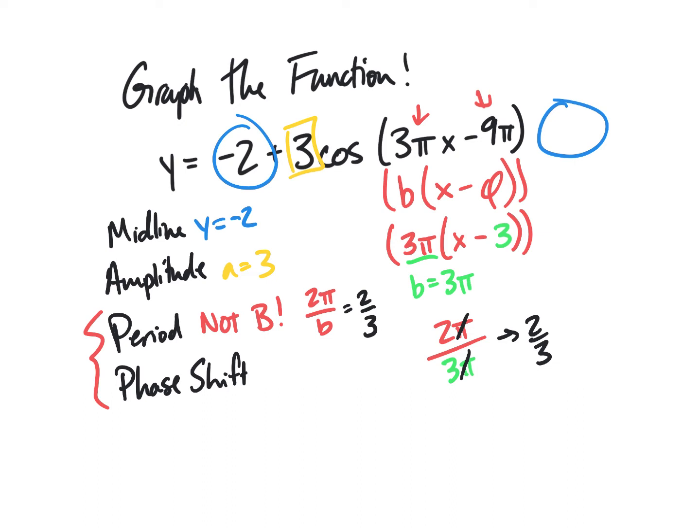And then the last part is the phase shift, and the phase shift is the thing that we factored out here. And so we can see that we have a phase shift that is right 3 units. It's really important that you write which direction that function is going.